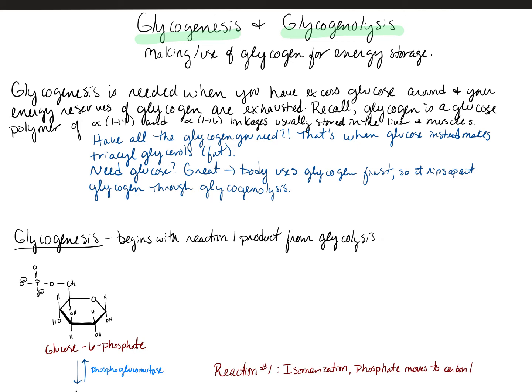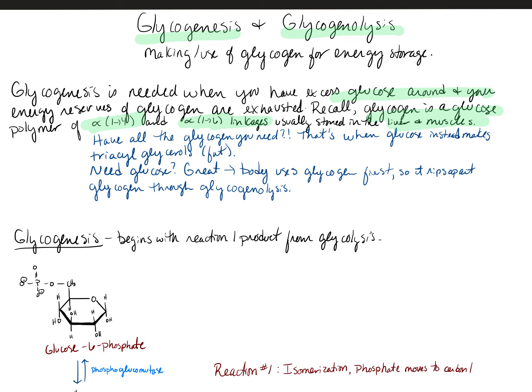So when we have excess glucose around and your energy reserves of glycogen are exhausted, then that's when we need to make more glycogen. And remember, if you recall from when we were talking about carbohydrates, glycogen is a polymer of glucose with alpha-1,4 and alpha-1,6 linkages, and that's usually stored in both the liver and the muscles. Why the muscles? Because that's what's making you move and that's where you use most of your energy, and the liver because that's what it's responsible for.